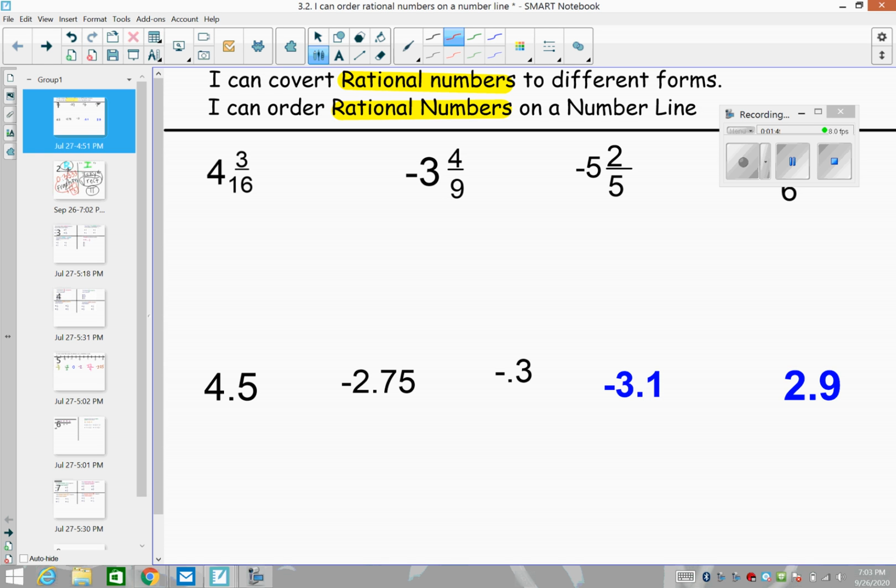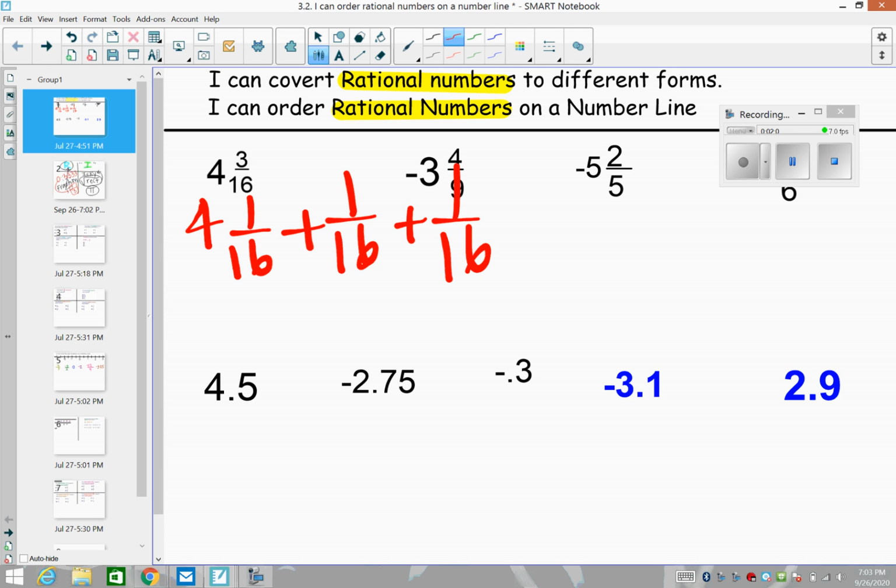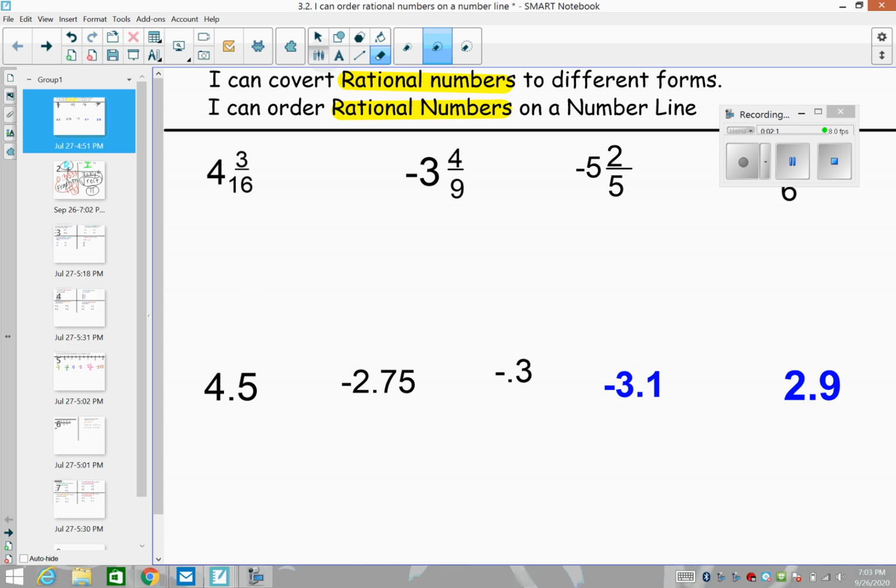Now let's get through the content of this. Our first job is to convert this to a different form. What's given there is a mixed number, 4 and 3/16. I said 6, but I meant 16. So it's really saying 4 plus 1/16 plus 1/16 plus 1/16, that's really what's happening there. So we have 4 wholes plus 3/16.